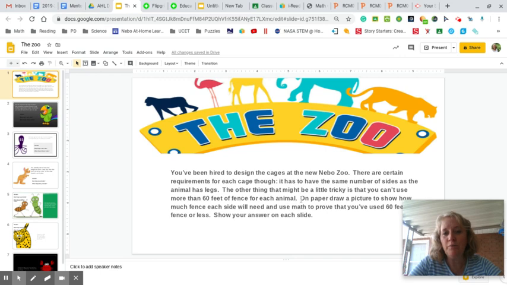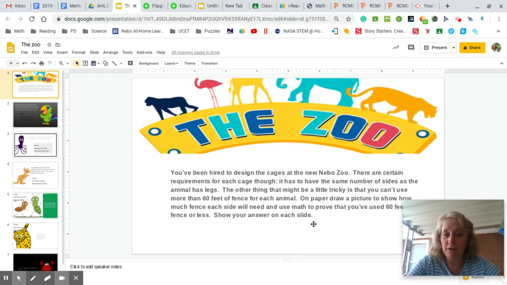Okay, so I want you to draw on paper. Just draw the picture to show how much fence each side would need, and use math to prove that you've used 60 feet or less. Okay, and then you're going to show your answer on each slide. You're going to have to insert a picture of your shape on each of the slides. Okay, so that could be kind of fun.